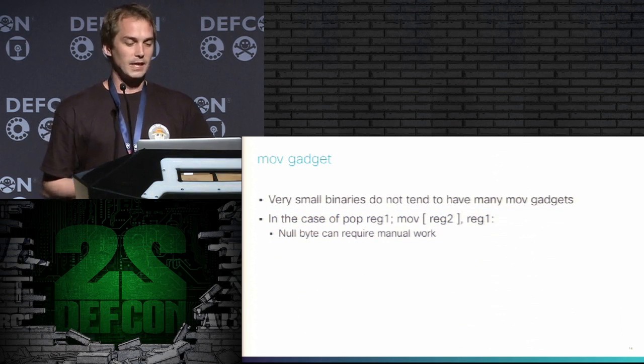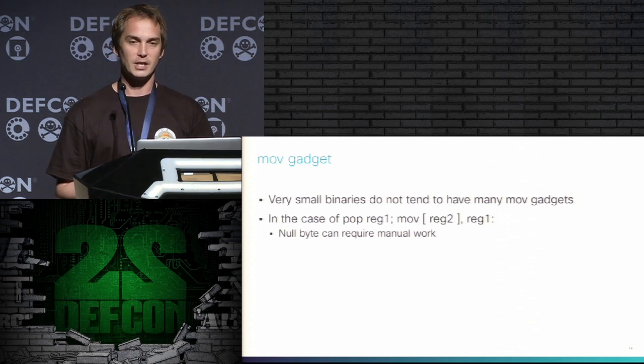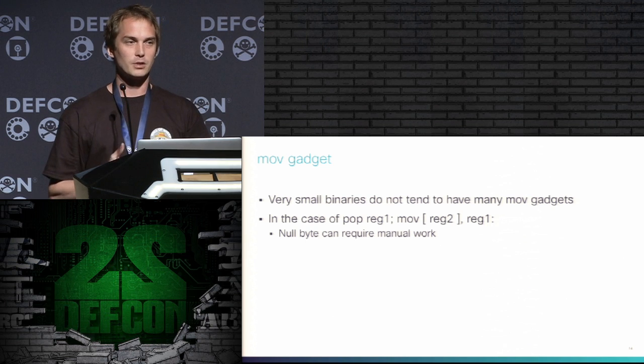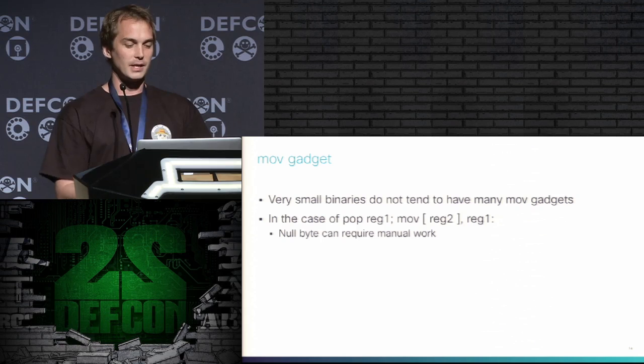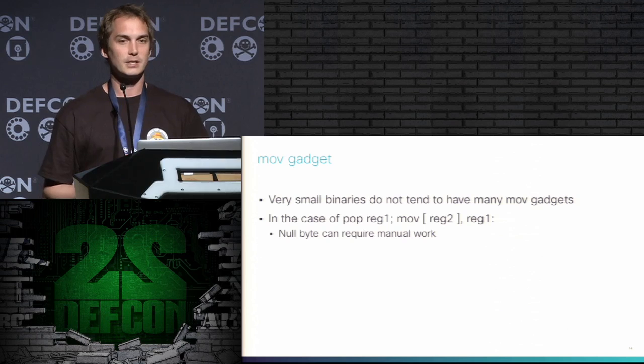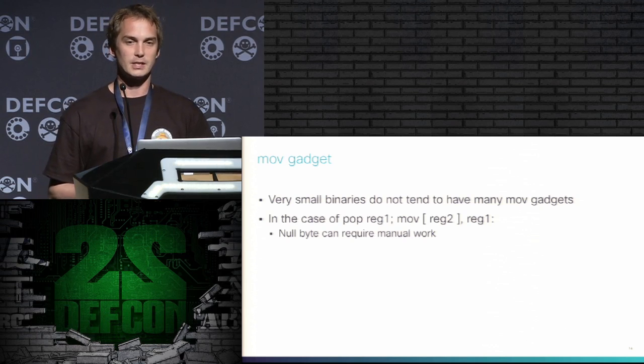So back to the move gadget. Very small binaries do not tend to have many move gadgets. So it means that the automation of the payload is complicated. And in the case of this particular gadget I'm showing, you've got a problem sometimes with null bytes. And it also needs some extra work to get rid of them.